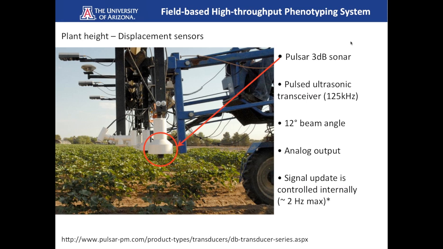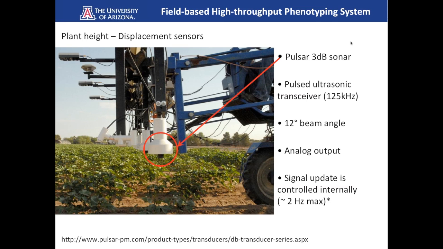Displacement sensors, again with these sonar transducers. We used this particular brand, Pulsar 3dB, with a 12 degree beam angle. That's not that critical for a sonar transducer, but it's telling you there's an area where there's maximum accuracy. The output is an analog signal, so it's easy to record.